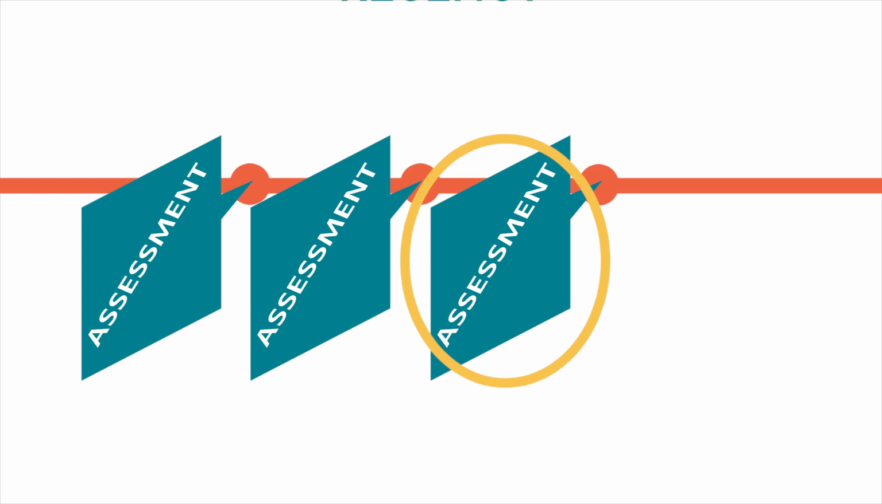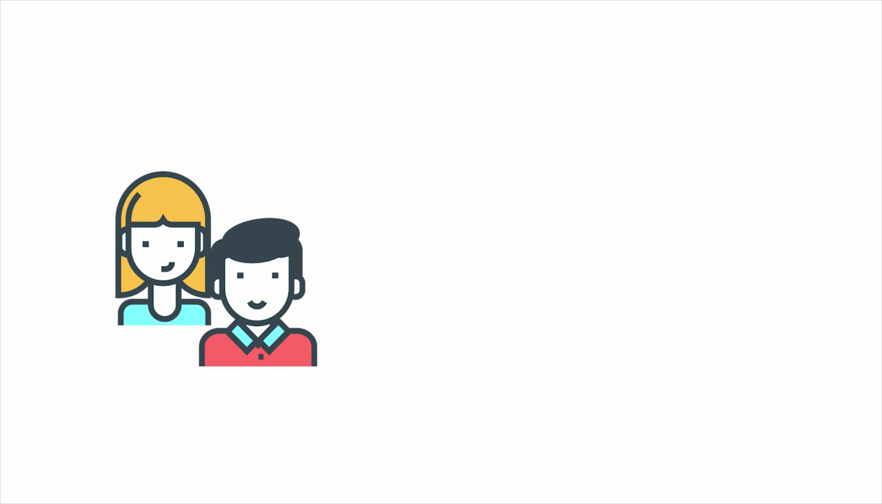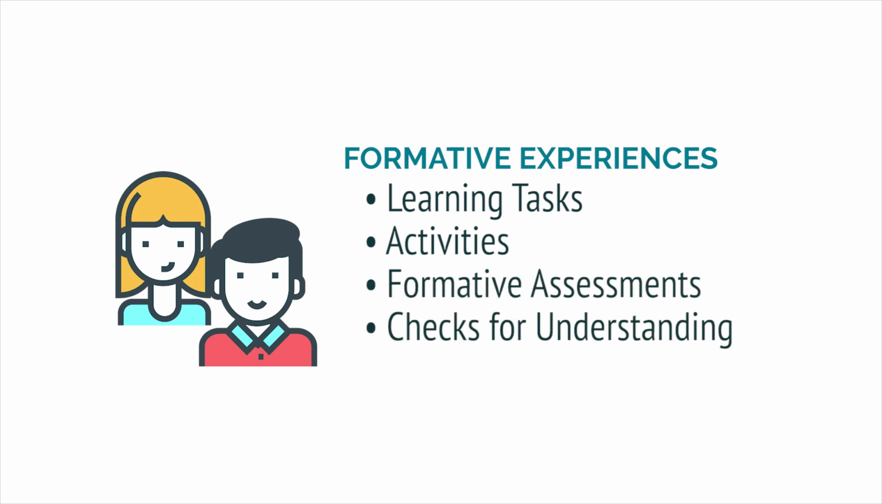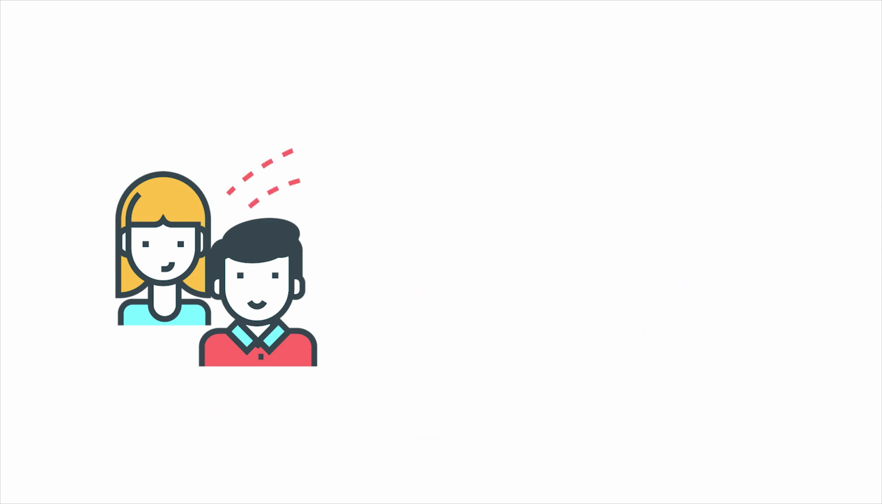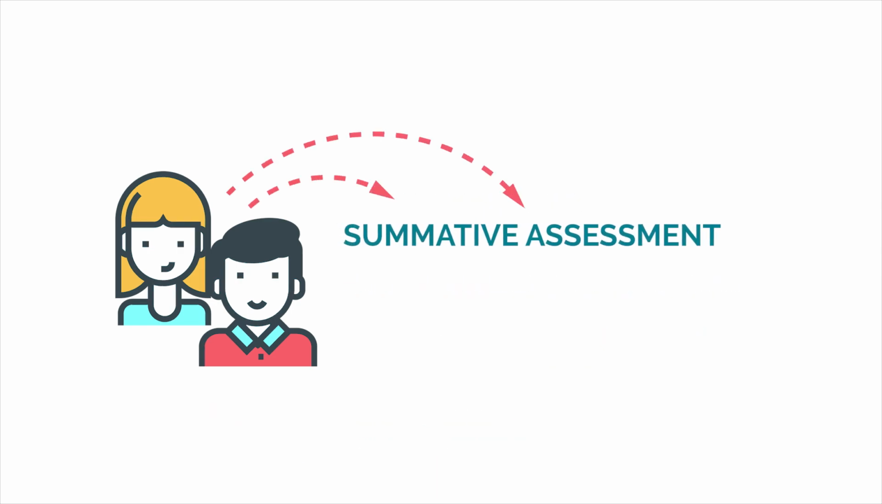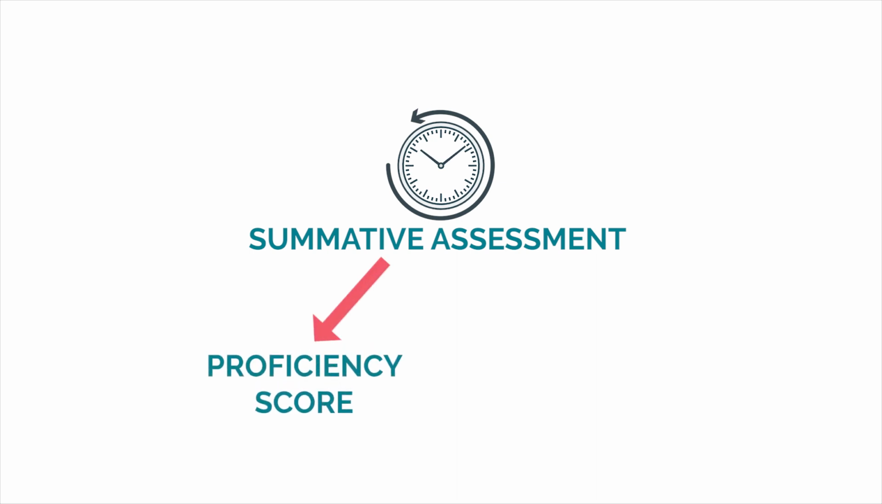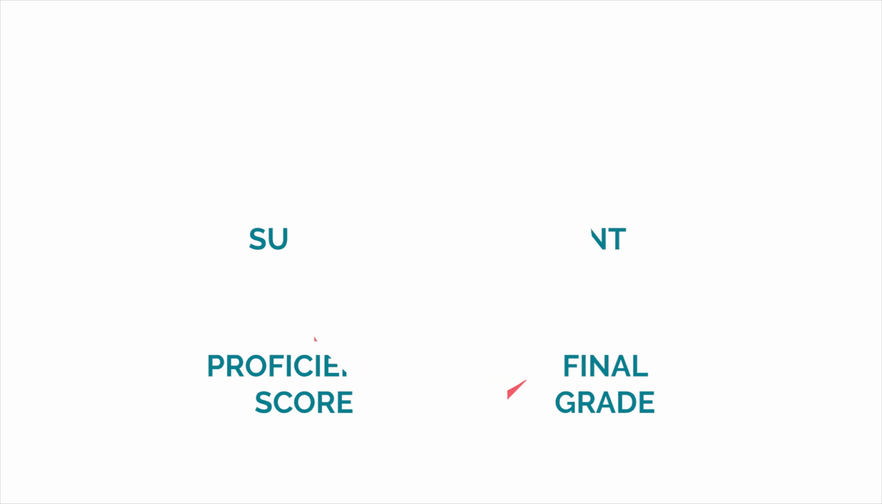This method of calculation is referred to as recency and places the greatest value on the most recent evidence of learning. This gives students the opportunity to grow in their understanding of a standard through formative experiences, such as learning tasks, activities, formative assessments, and checks for understanding, and receive feedback on those experiences in preparation for a summative assessment. The score on the most recent summative assessment will determine the proficiency score for a specific standard and calculate into the final grade for the course.